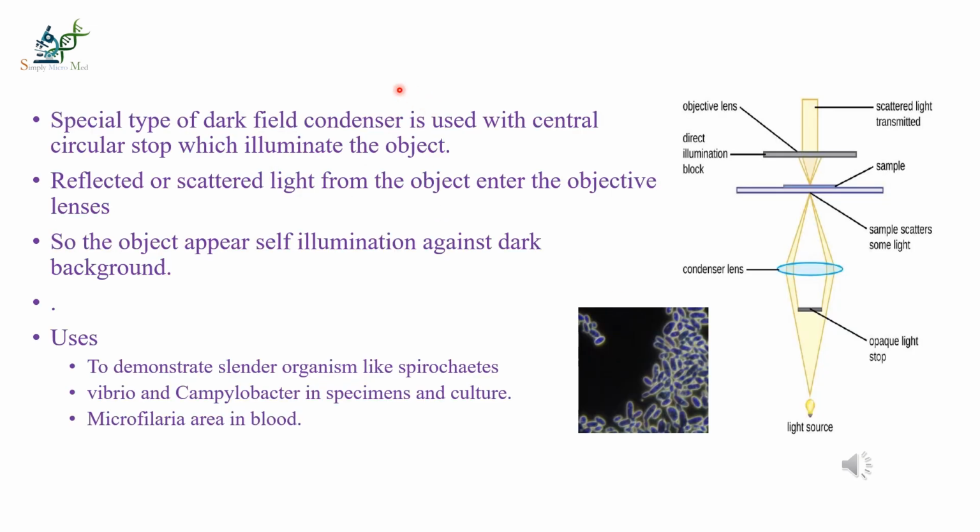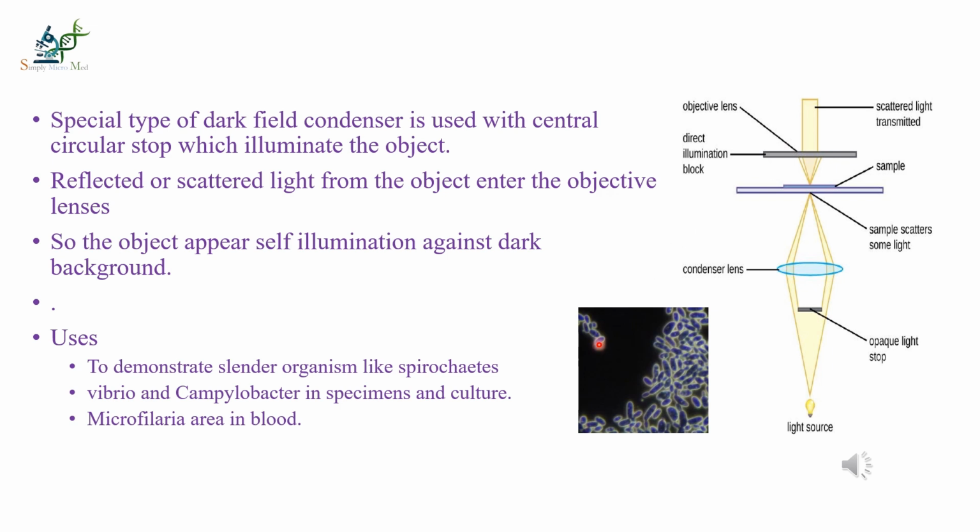In darkfield microscopy, a special type of darkfield condenser is used with a central circular stop. This condenser will illuminate the object. That means the light source will pass through this opaque light stop to reach the condenser lens. This condenser lens will focus the light, or it will illuminate the sample. When the light passes through the sample, what will happen? There will be a scattering of light. The scattered light will reach this objective lens. So this objective lens will again illuminate the sample or the organism against a dark background.